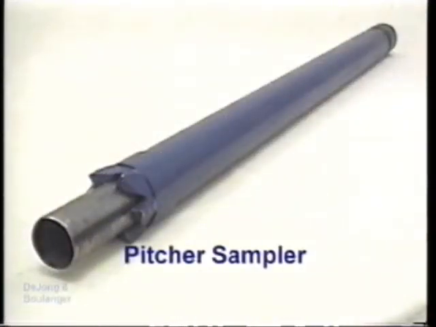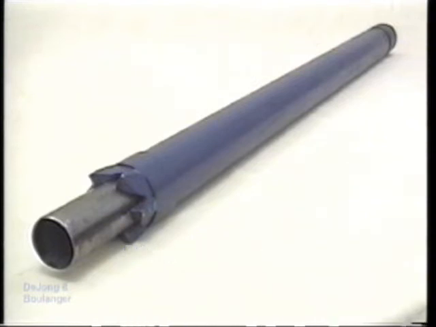Thin-walled tubes generally cannot be used in very stiff or compact soils without damaging the cutting edge or buckling the tube. Even if a tube could penetrate such soils, the resulting disturbance would be excessive. Under these circumstances, the pitcher sampler, in which rock coring techniques are adapted to tube sampling techniques, may provide better samples.